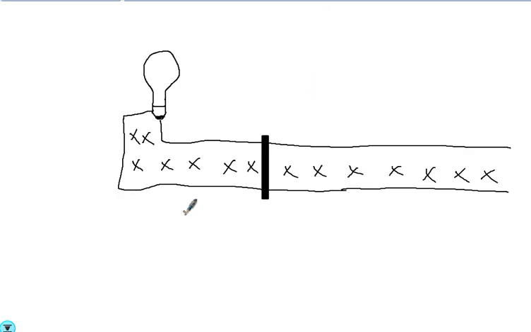Okay, so what we have here, here's a light bulb, and these represent wires. So the black lines are the wires. The X's represent a magnetic force that's going into the board. And this black thing here represents a conductive piece of metal that is touching the wires so that it has the potential to create a circuit.